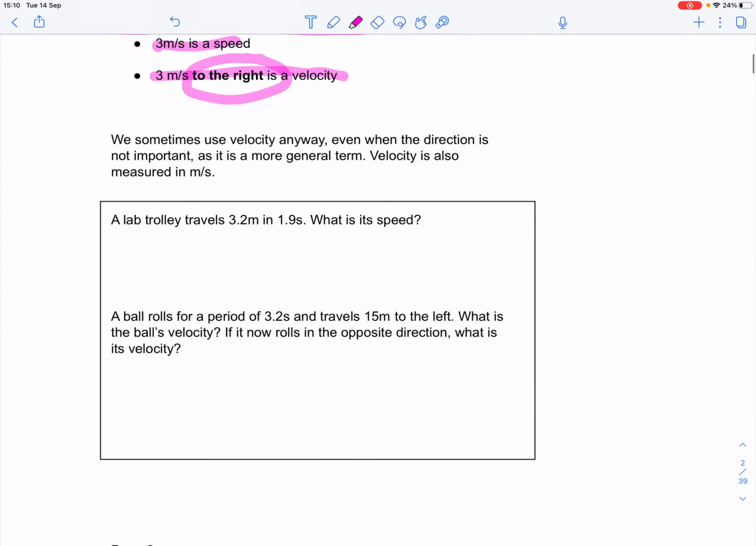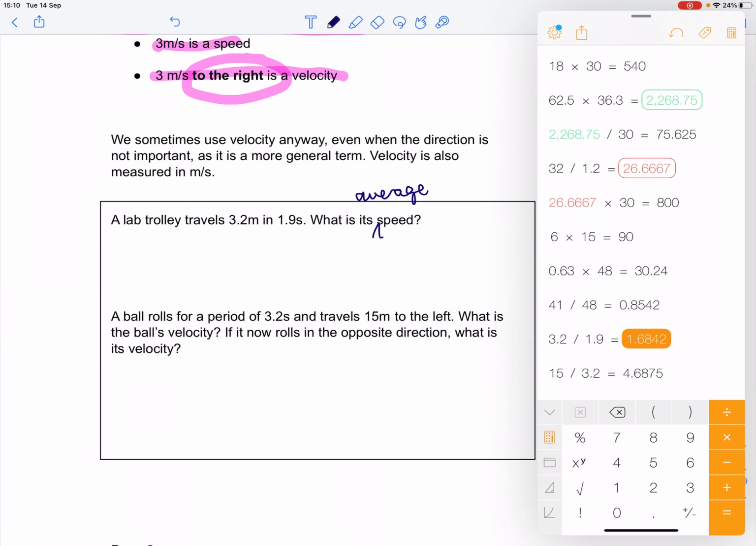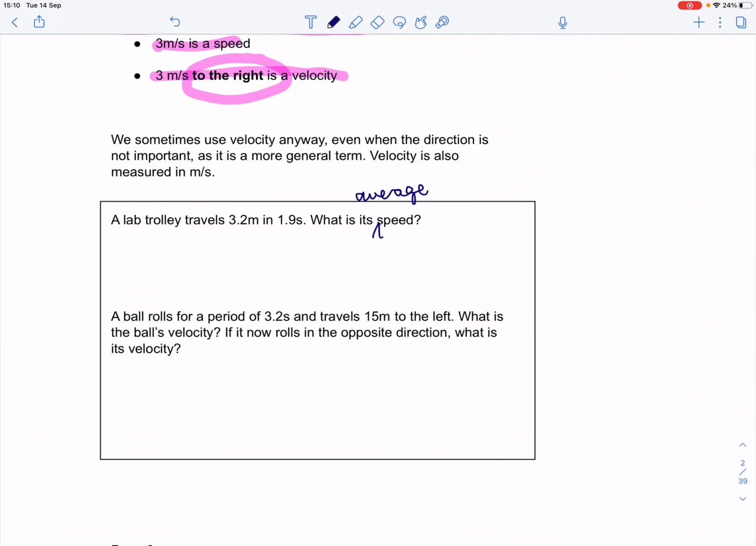Okay, so here are a couple of questions. Nice easy questions, just using speed equals distance over time. Again, technically this should say the average speed of the lab trolley. So 3.2 divided by 1.9, I've got this here on my calculator, is 1.68. So the speed is equal to the distance, which is 3.2 meters, divided by the time, which is 1.9 seconds, gives us a speed of 1.68 meters per second to 3 significant figures. Technically, I suppose you should quote it to 2 significant figures, because that's what the data is. So let's round it up to 1.7 meters per second.